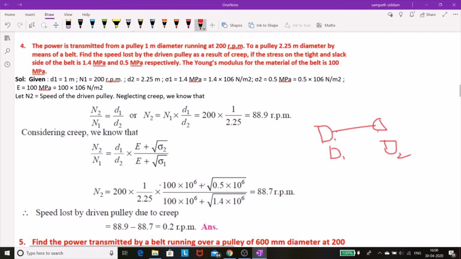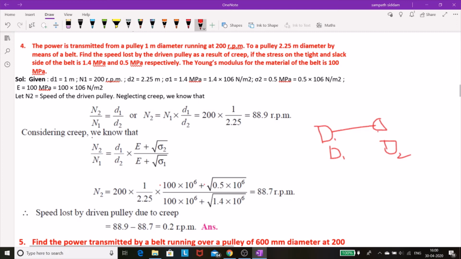What is meant by creep? Once you have your top one as the slack and the bottom one as the tight, then due to the elongation, due to the stretching, you have some variation in dimensions due to tension. That variation of the dimensions due to tension is nothing but creep. The stress on the tight and slack side is given as 1.4 and 0.5. So what we need to calculate over here is the speed lost.